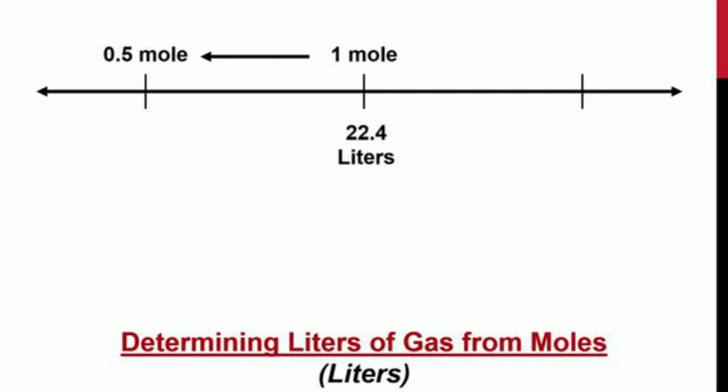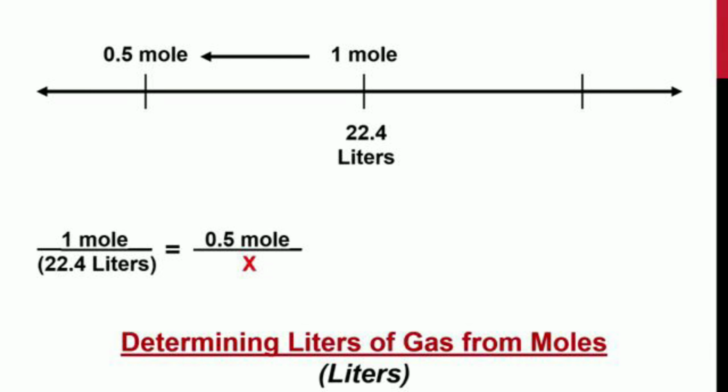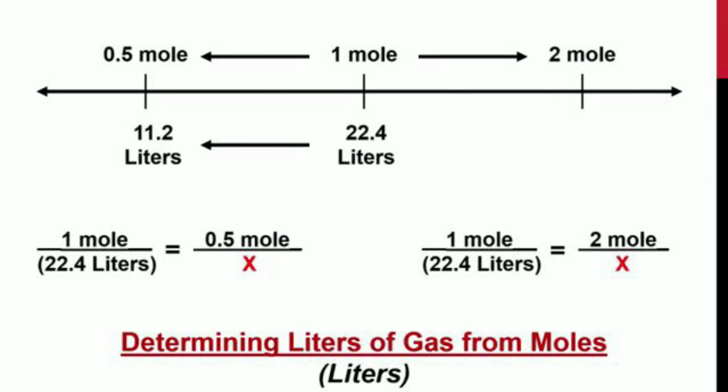When we set up our proportion, we'll make sure that the numerator labels match and the denominator labels match. So you can see that we have our units matching. All we'll have to do is cross multiply. Once we cross multiply, you will notice that half a mole is equal to half the number of liters, or 11.2 liters.